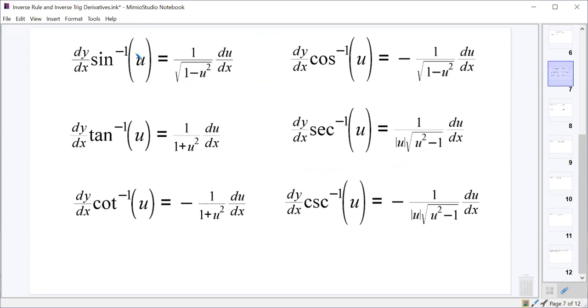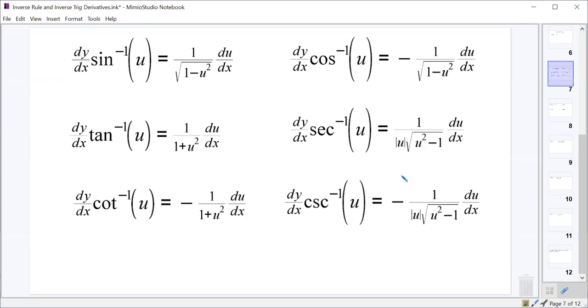So if I have inverse sine of a function, it's 1 over the square root of 1 minus the function squared times the derivative of the function. This is the one we just proved. Okay. The inverse cosine just has a negative in front of it. Otherwise, it's the same. Inverse tangent, which shows up very often, is just 1 over 1 plus u squared times the derivative of u. And the inverse cotangent just throws a negative in front of it.